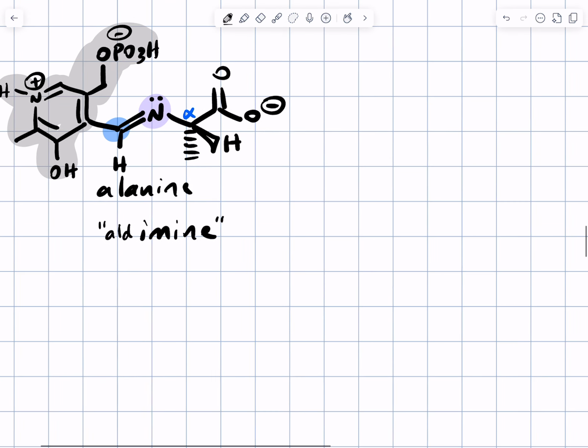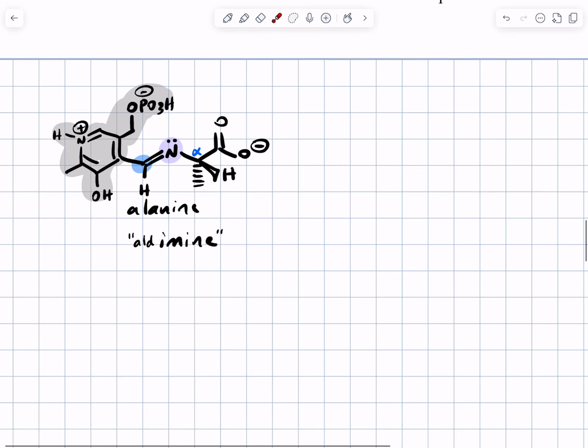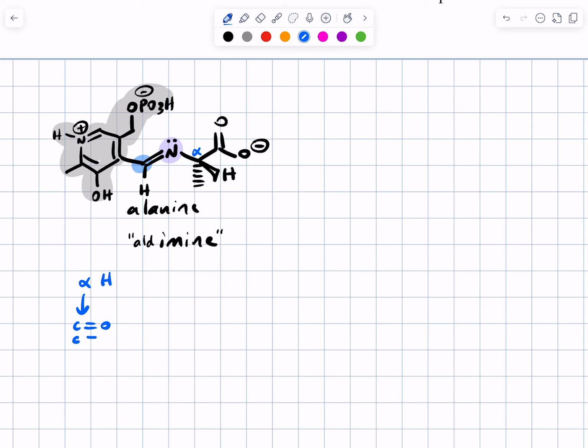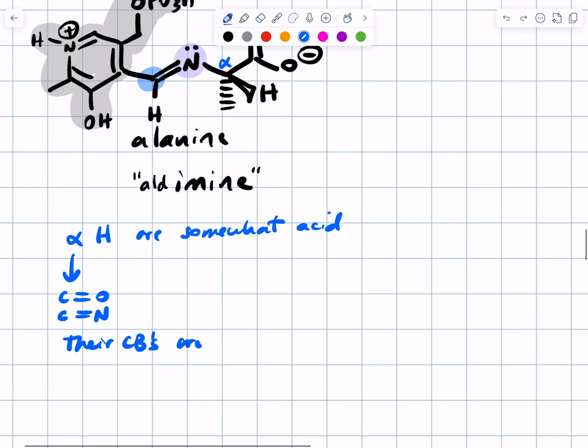So, I want you to remember what you've learned a long time ago, that protons that are alpha, and by alpha I mean alpha to a carbon-oxygen pi bond or perhaps a carbon-nitrogen pi bond, are somewhat acidic. And the reason that they are somewhat acidic is their conjugate bases are resonance stabilized. That is terrible penmanship.